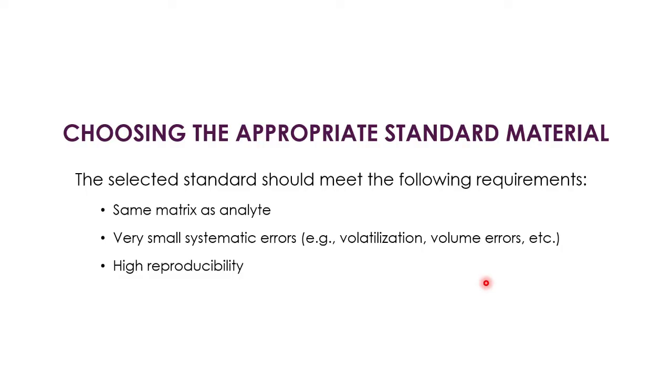Now let's look at choosing the appropriate standard materials. In a calibration curve, we always need a standard. First of all, the selected standard should meet the following requirements. 1, it must have the same matrix as the analyte. 2, it must have very small systematic errors, for example in volatilization or volume errors, etc. And 3, it must have high reproducibility.